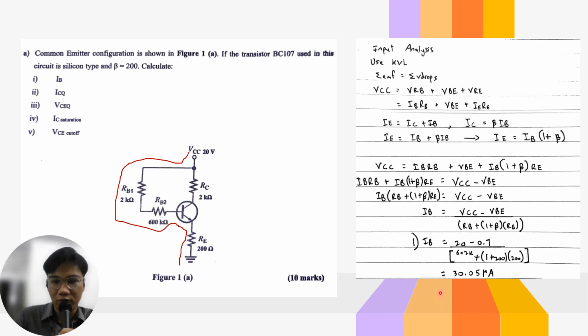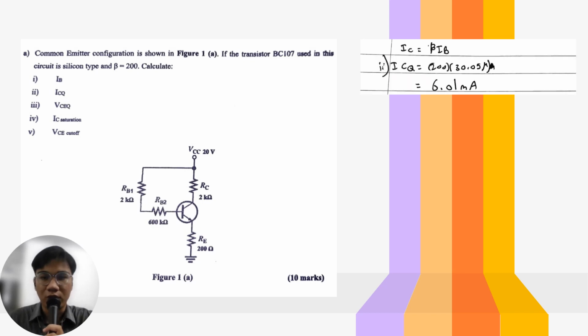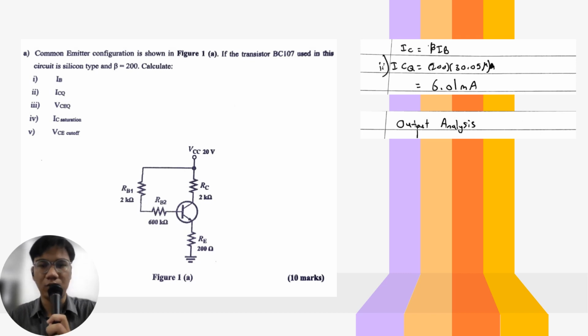30.05 microampere. Next, we want to find the value of ICQ. This is quite easy because we already know the value of IB, so we can use the formula IC is equal to beta multiplied with IB. We just insert the value, which is 200 multiplied with 30.05 micro, and the value of ICQ is 6.01 milliamp.